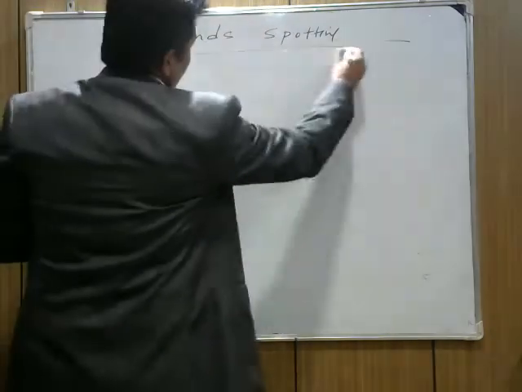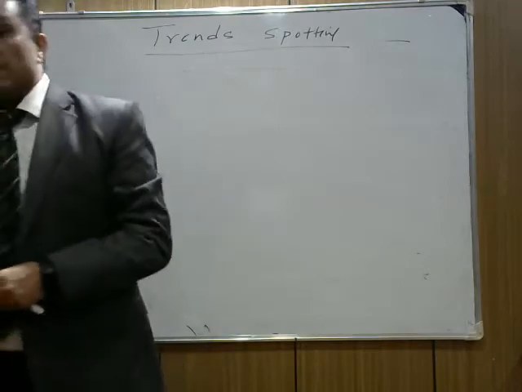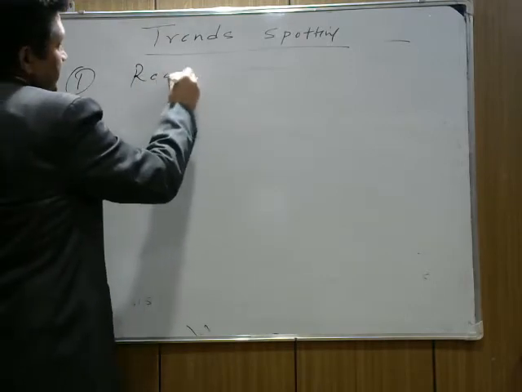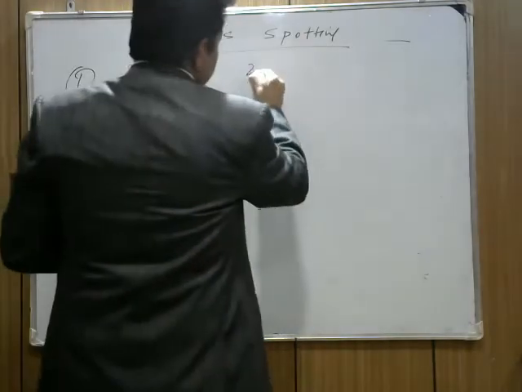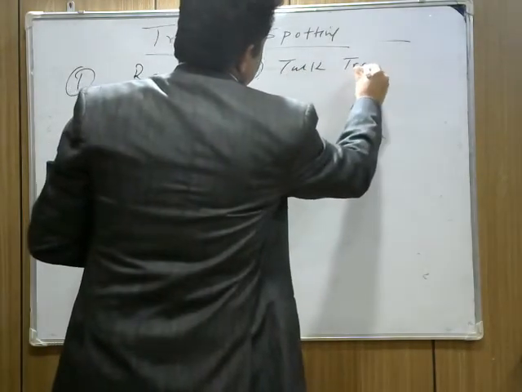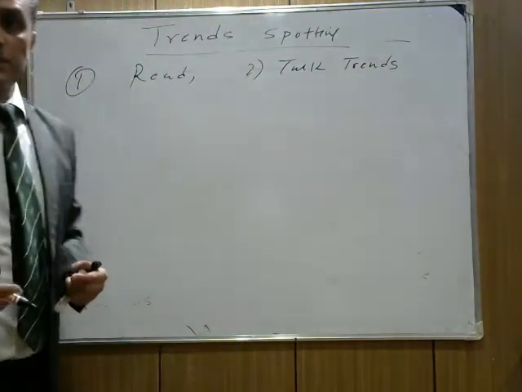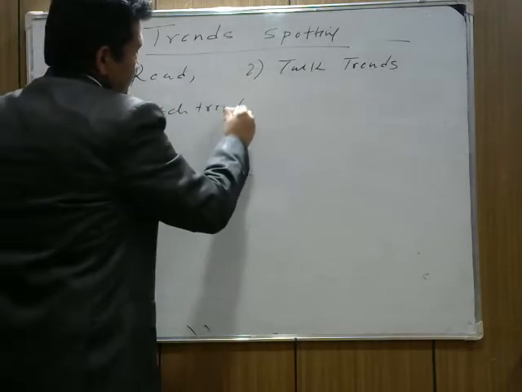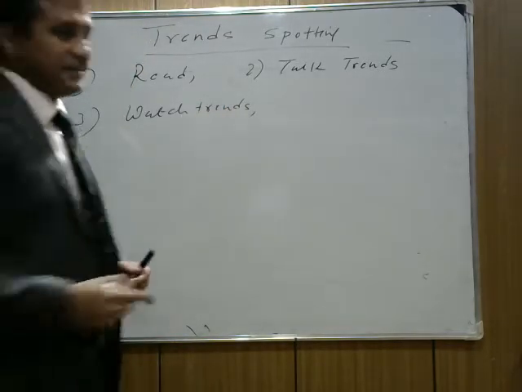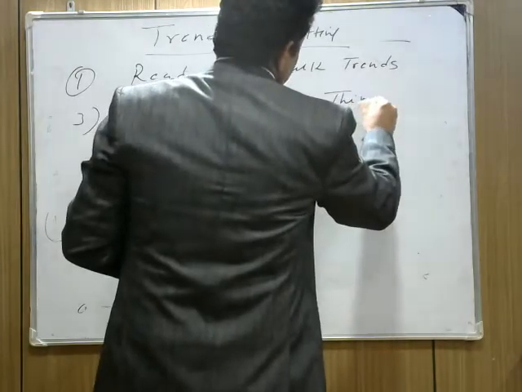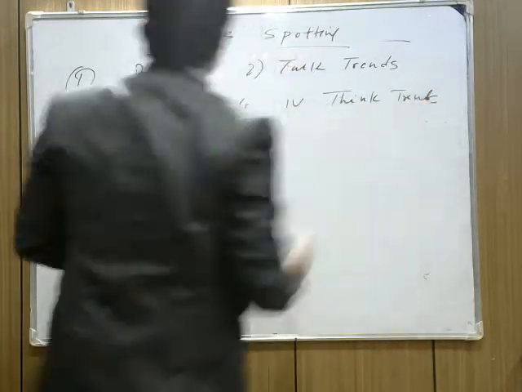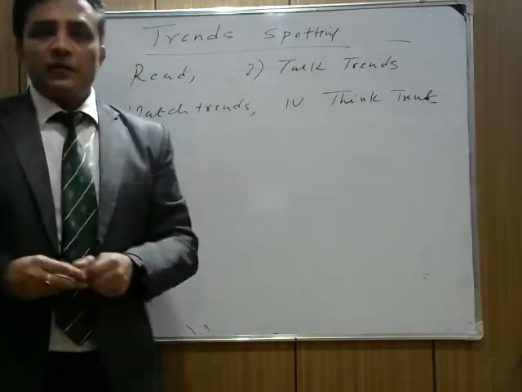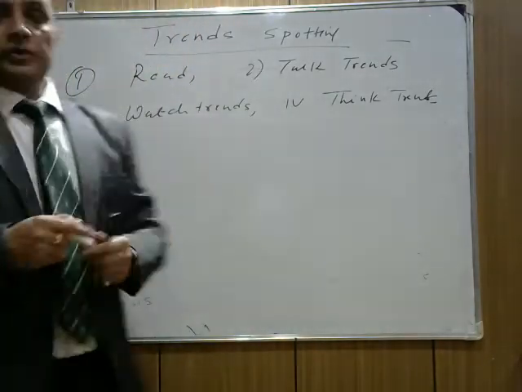What are the different ways by which an entrepreneur can spot a trend? First is read trends. Next one is talk trends. Second one, crop trends. Third one is watch trends. And the fourth one is think trends. Now these are the ways by which an entrepreneur can spot trends. These are the four trends.